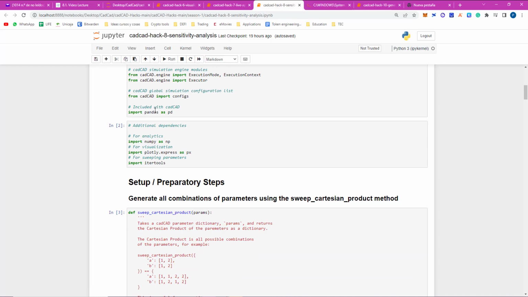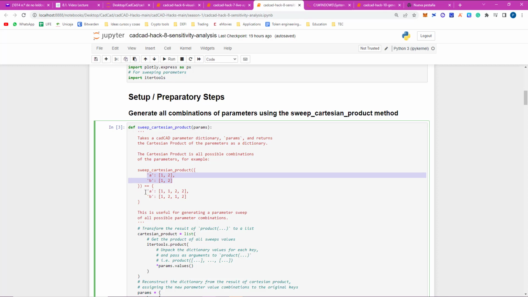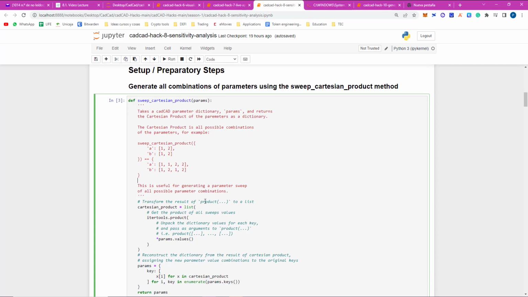In the first case, they want to just sweep parameters, which is something we already did in the bootcamp. They want to do it in a fancy way, by a Cartesian product. I don't know if you know what a Cartesian product is, but basically you take two lists and get all the possible combinations. So if you have 1 2 and 1 2, you have 1 1, 1 2, 2 1 and 2 2. That is basically what they do here.